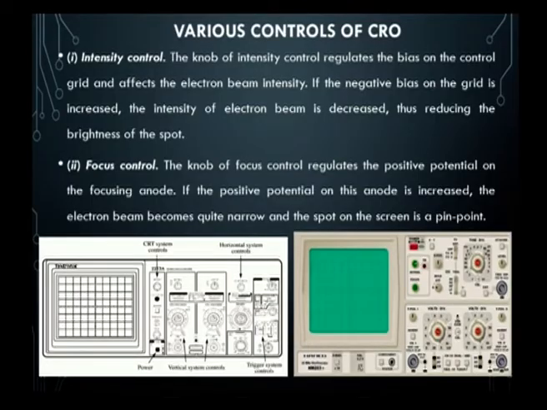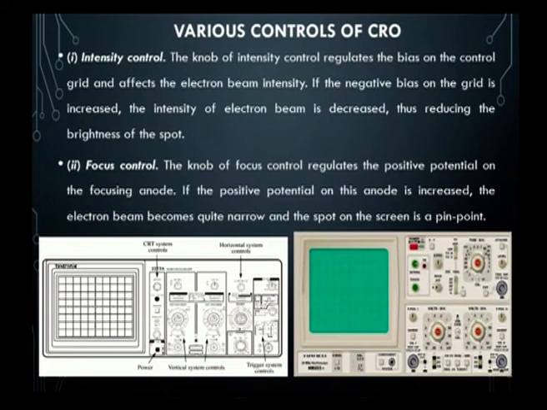The very first of the various controls for a CRO is the intensity control. The knob of intensity control regulates the bias on the control grid and affects the beam intensity. If the negative bias on the grid is increased, the intensity of the electron beam is decreased, thus reducing the brightness. So the brightness of the signal can be adjusted with the help of the intensity control knob.